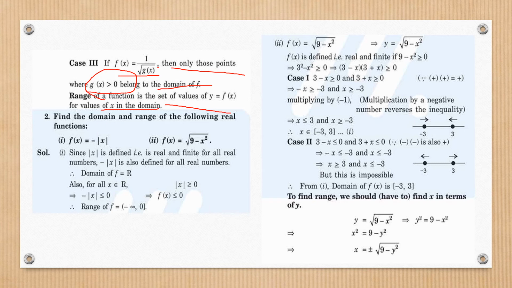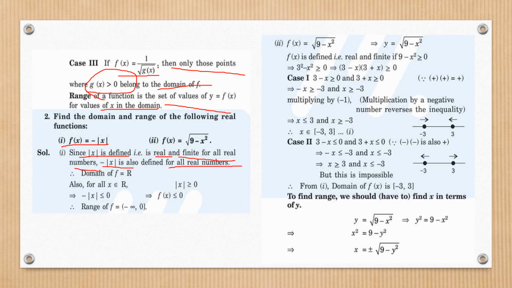So let us see how to do the functions. Various functions need to be tackled in various ways. The first question is f(x) is minus mod x. Since mod x is defined, you know mod x is real and finite for all real numbers. So minus mod x is also defined for all real numbers.